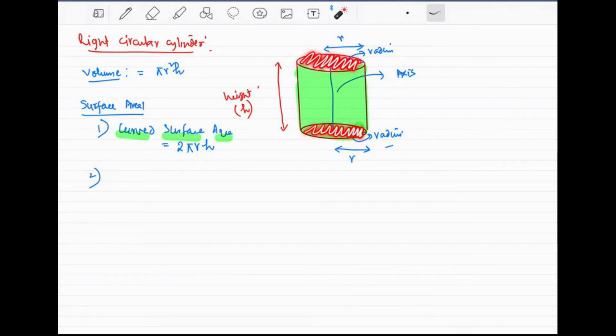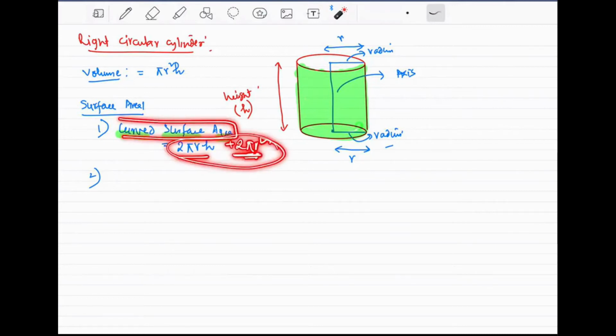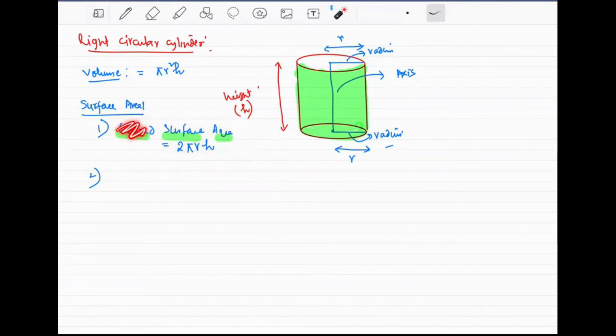When we include the top and bottom, we will have a pi r square from here, another pi r square from here. How much is the total? Twice pi r square. So in this curved surface area, if the cylinder is solid, we will have to add another twice pi r square. If 2 pi r h and 2 pi r square are added, it won't be called curved surface area anymore. The curved will be replaced by total.